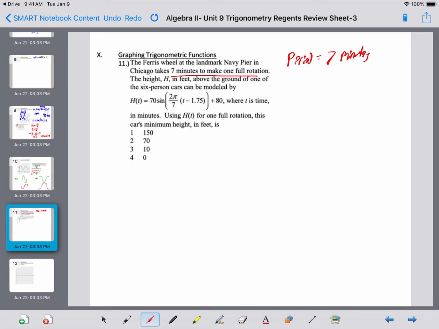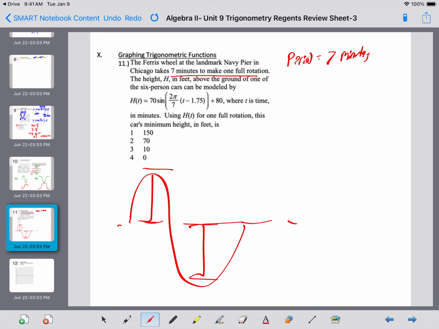The height h in feet above the ground of one of the 6-person cars can be modeled by this function, where t is in time, in minutes. Using h of t for one full rotation, this car's minimum height in feet is... so picture this, you're going to have a midline, you're going to have an amplitude. If we're trying to find the minimum height, you would take the midline and subtract the amplitude.